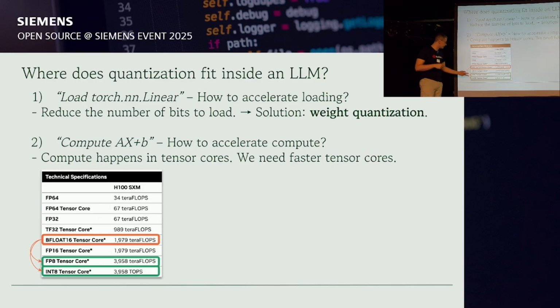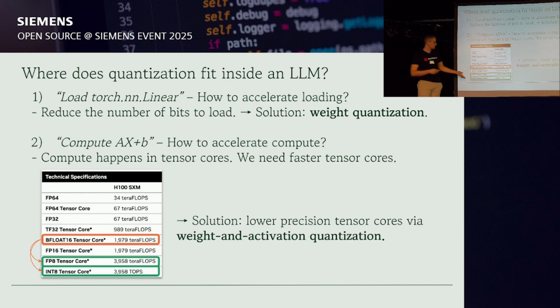In order to trigger usage of these lower precision tensor cores, we have to have both operands that are going inside the matrix multiplication in the specific data type. For FP8, they both have to be in the FP8 format. For INT8, both have to be in INT8. And this means that in this specific case, if we are optimizing for compute and we want to trigger these lower precision tensor cores, we have to quantize both operands, both weights and activations.